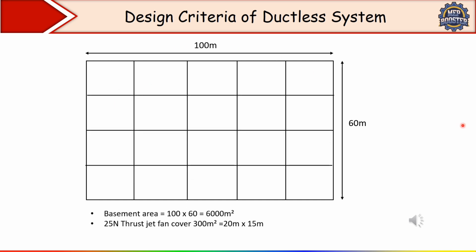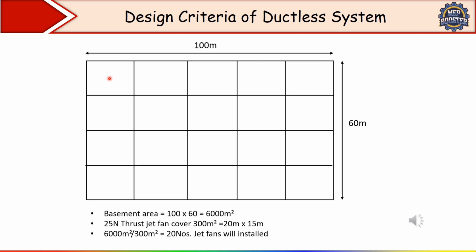So first of all, we have to divide. Okay, you can see 6000 divided by 300 square meter, 20 numbers of jet fans will be installed. So in this area, how many jet fans do we have to install? 20 jet fans. Okay, 20 jet fans we need.